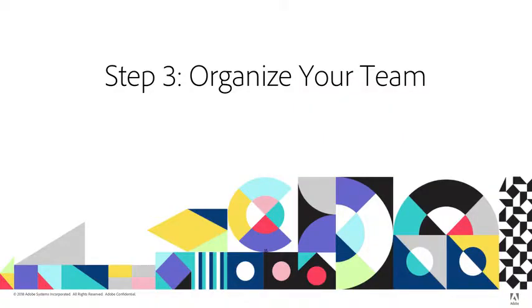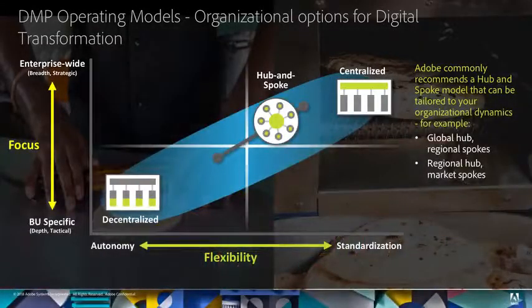So once you've organized your work, then it's time to organize your team and think through the types of people that you need to be involved in your center of excellence. When it comes to operating models, we like to think of things sometimes on a spectrum, where on the x-axis we have flexibility, from autonomy to totally standardized, and on the vertical axis, focus, whether that's specific to an individual BU or enterprise-wide.